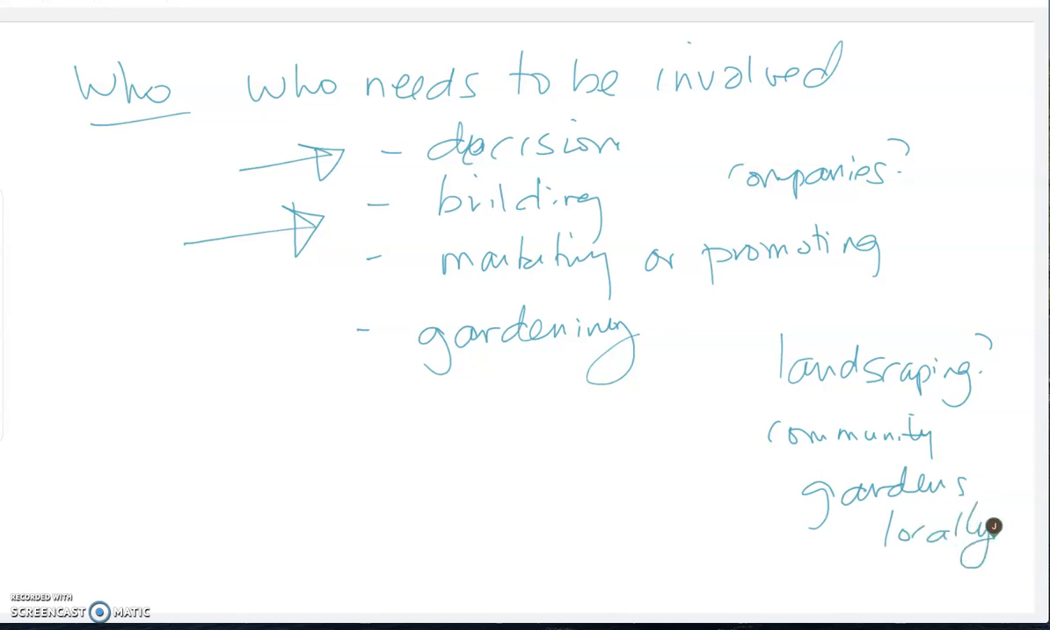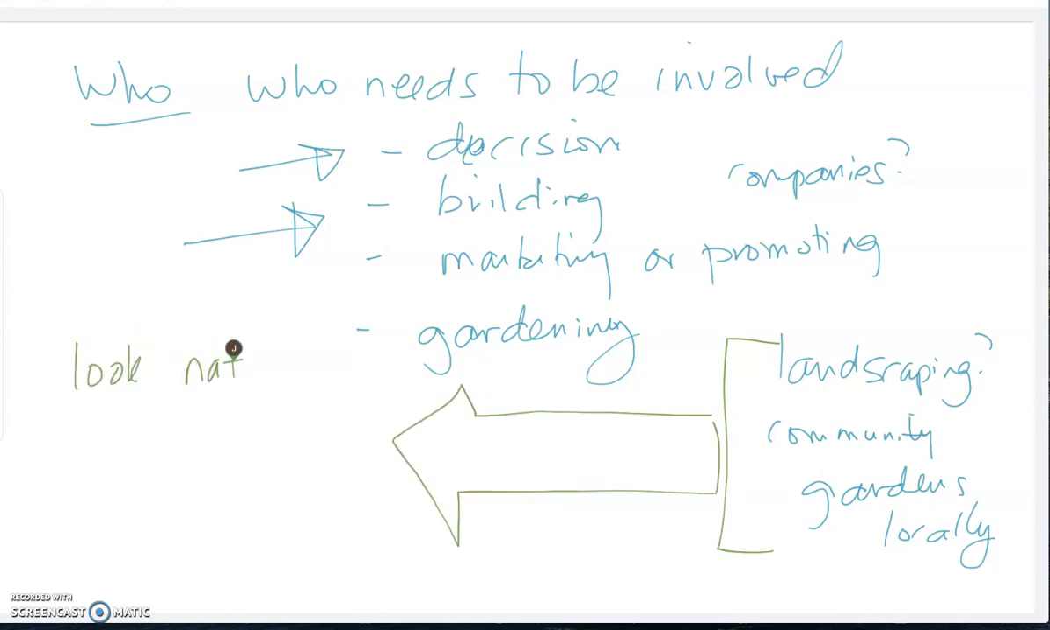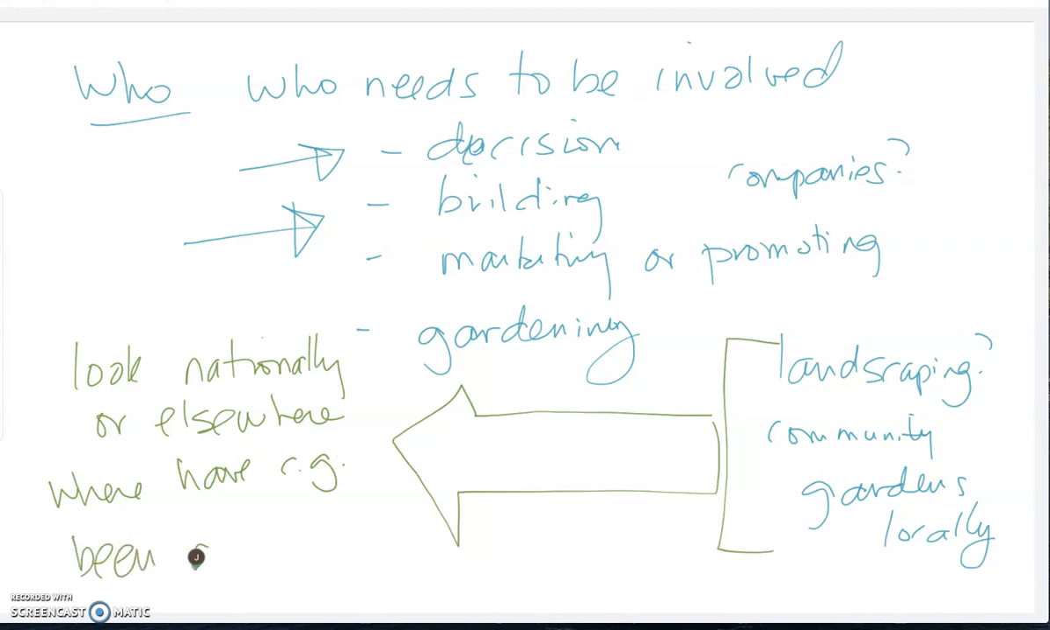What this then suggests to me is, I'm thinking about local, what if I expand this and look nationally or elsewhere? And the reason I might want to do that is, where have community gardens been formed before? And I'm going to just reduce this to CG, community gardens. So where have they been created? And maybe in a city, or maybe a location that's similar to one that I'm thinking about.